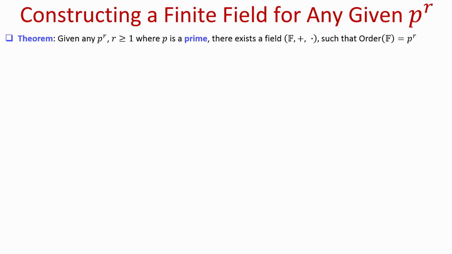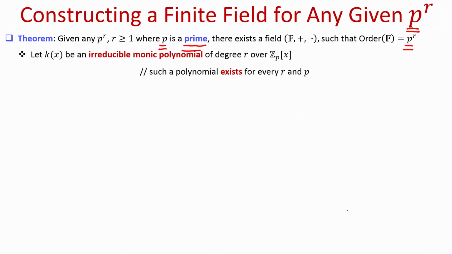Now, let us see how exactly we can construct finite fields for any given p to the power r, where p is a prime number. And this is very interesting, because it says the following: you give me any prime number p, I will show the existence of a finite field whose characteristic will be that prime number p, and the number of elements in the field will be p to the power r. And how exactly do we construct such a field?